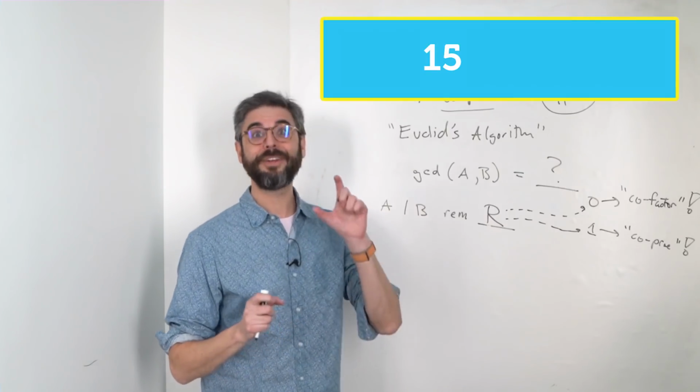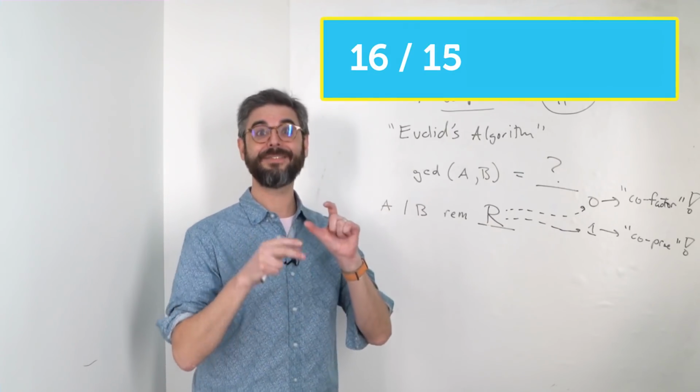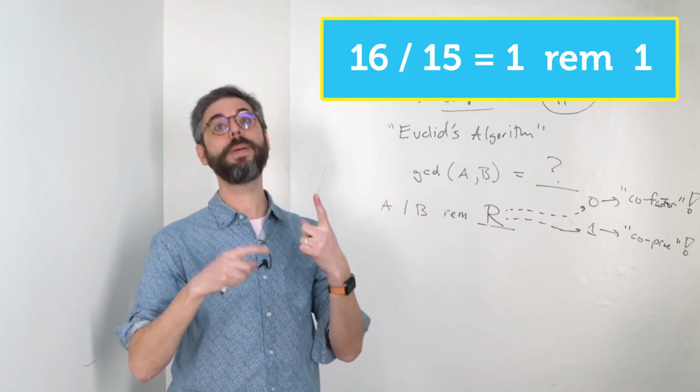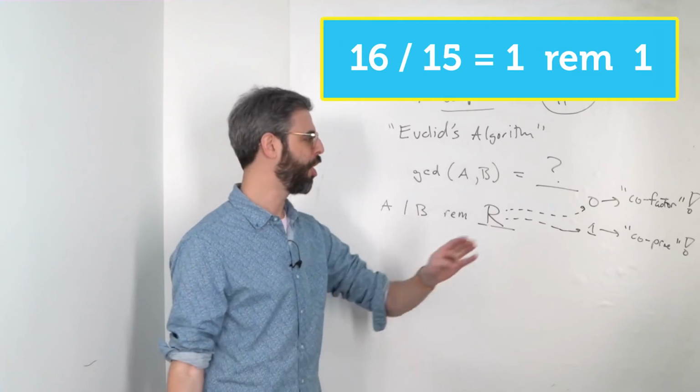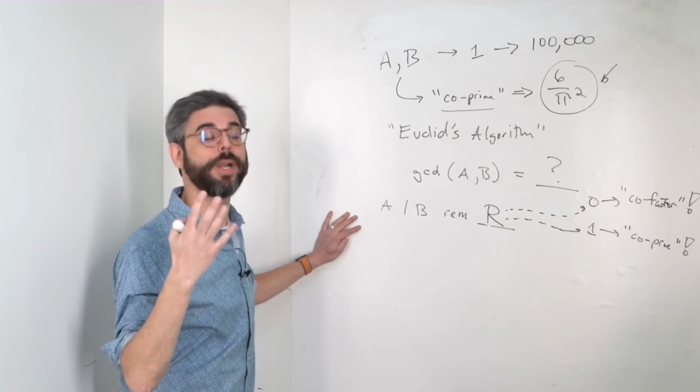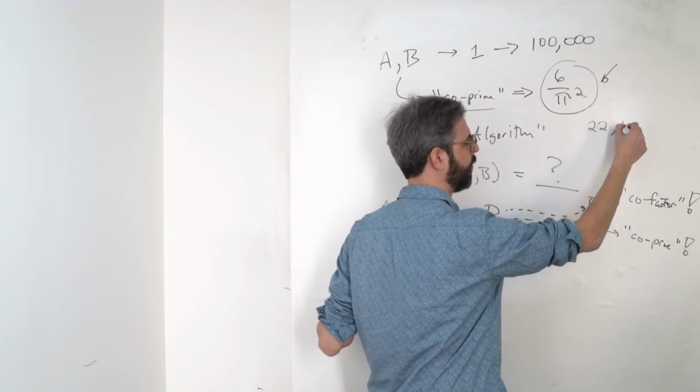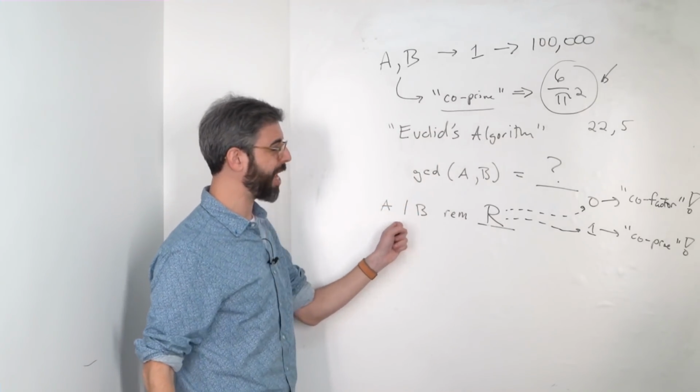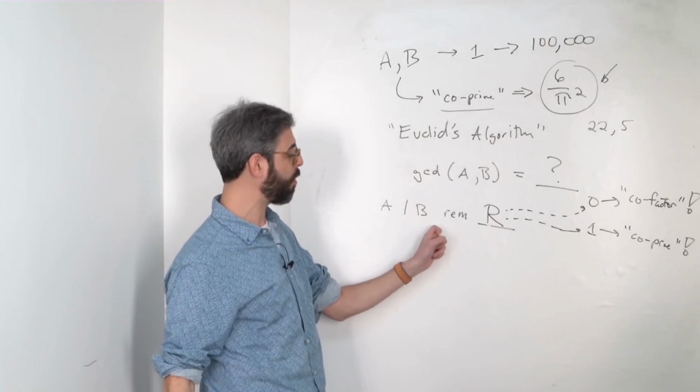Take the numbers 15 and 16 again. 16 divided by 15 is 1, remainder 1. Those two numbers are coprime. What if my numbers, however, are, say, 22 and 5? If I take 22 divided by 5, I get 4, remainder 2.